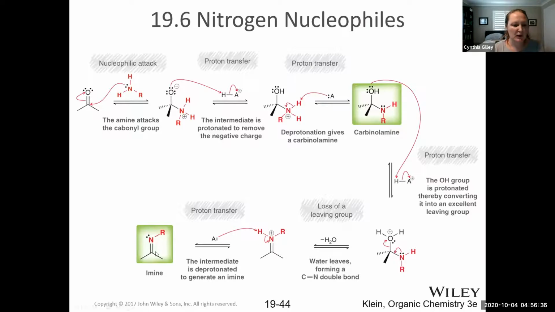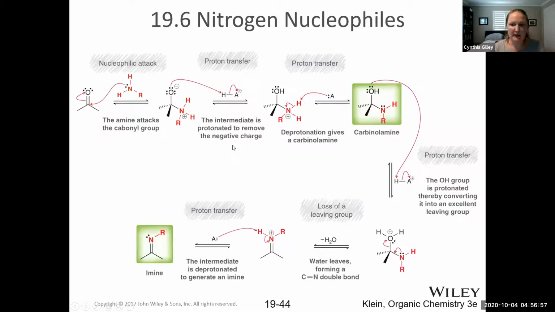So you can go ahead and try drawing the mechanism in the reverse direction, right? Again, proton transfers are proton transfers, and loss of a leaving group and nucleophilic attack steps are the opposite of one another when we're thinking about reversing the reaction.